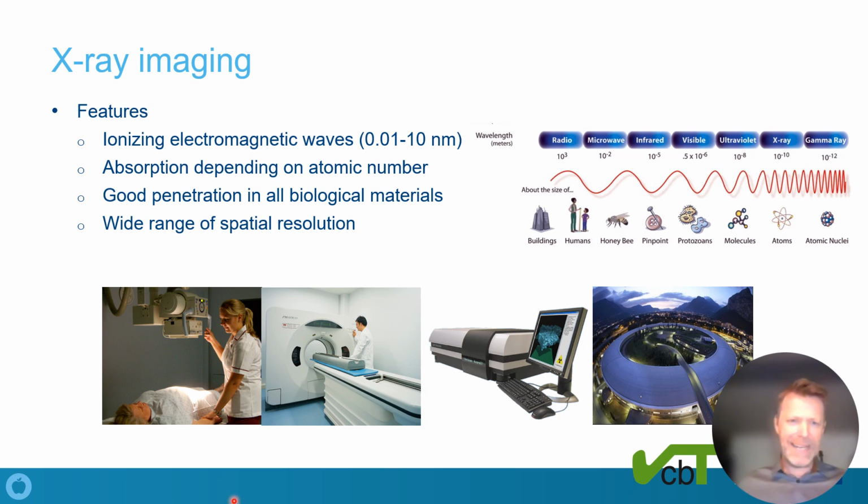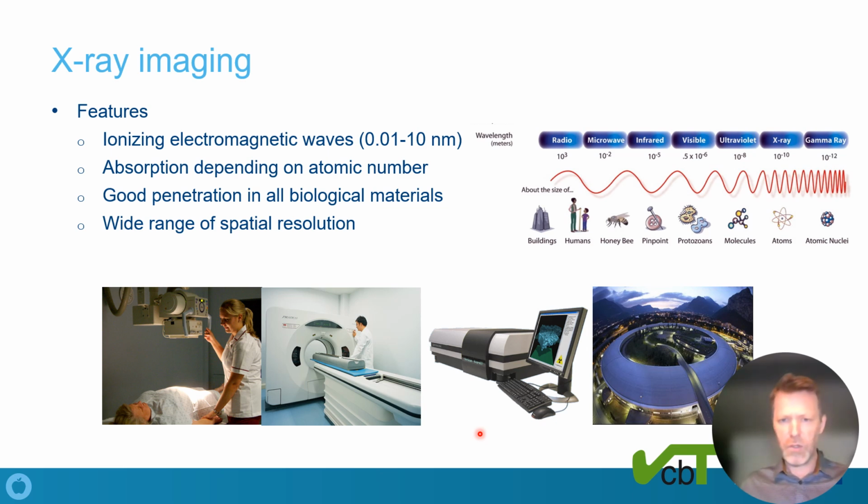Let me give you a little bit of background on X-rays. X-rays are, of course, electromagnetic waves, and they are situated in between the ultraviolet range and the gamma ray range, coming with wavelengths in between 0.01 to 10 nanometer, which allows X-rays to penetrate quite well into biological materials. Now, as the rays are passing through the material, the photons of the X-rays are being absorbed, and the rate of absorption is dependent on the atomic number of the elements in the material. So if you have heavier elements, you will have more absorption. If you have lighter elements, then you will have less absorption.